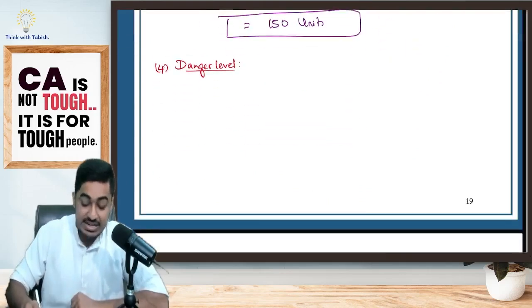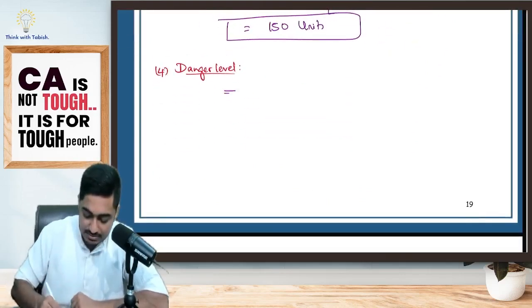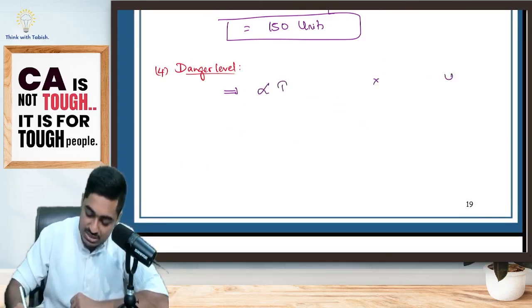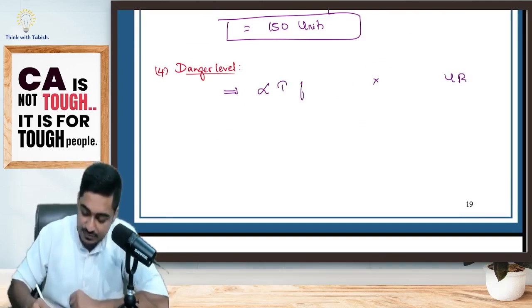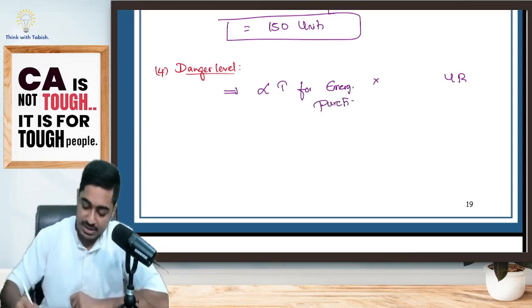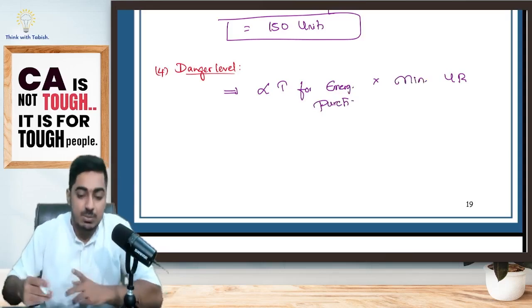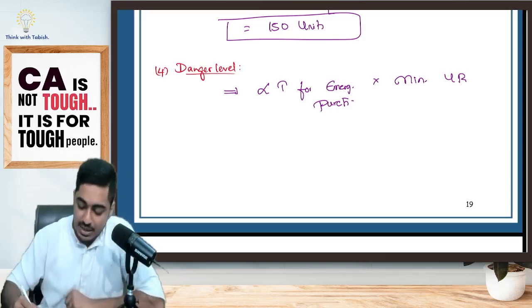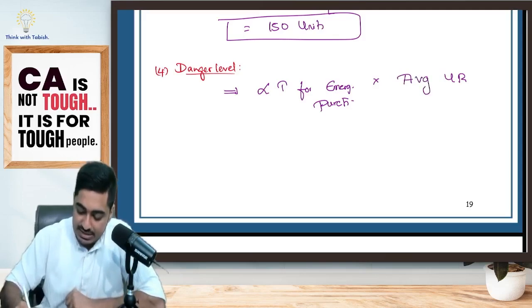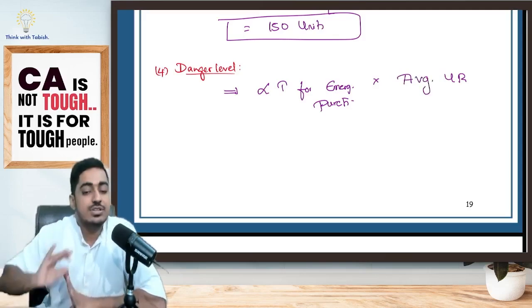Now I'm having danger level. What is the formula of danger level? It is simple: lead time into usage rate. Which lead time? Danger, emergency. It is lead time for emergency purchase. Into which usage rate should I be taking? Ideally, I should be taking minimum, because in case of emergency I will be using the bare minimum quantity only. But sir, whenever ICAI is calculating the danger level, it takes average usage rate.